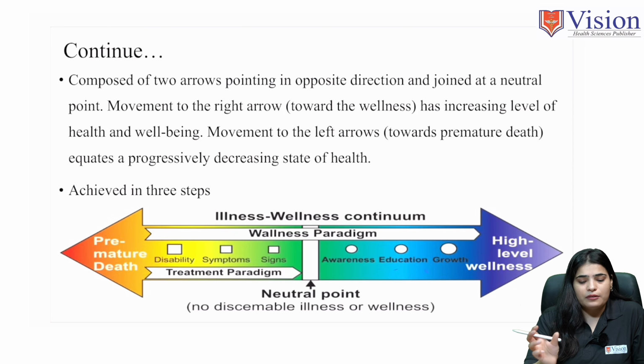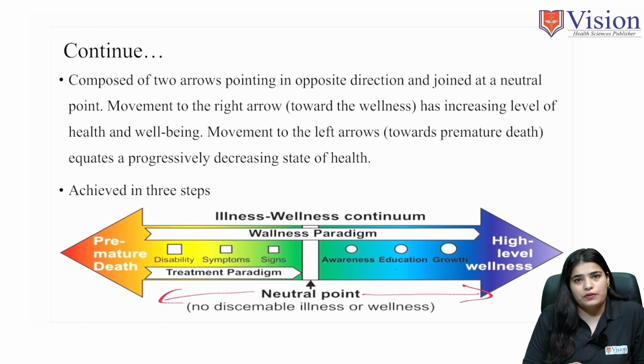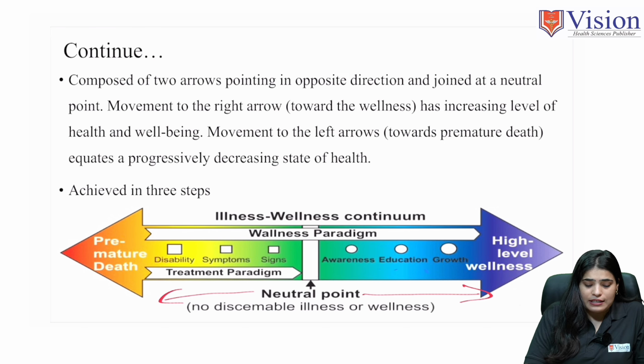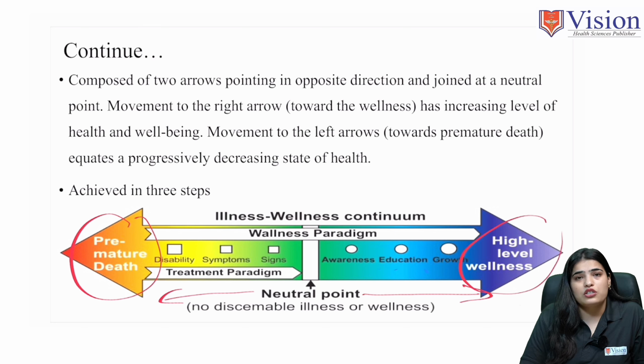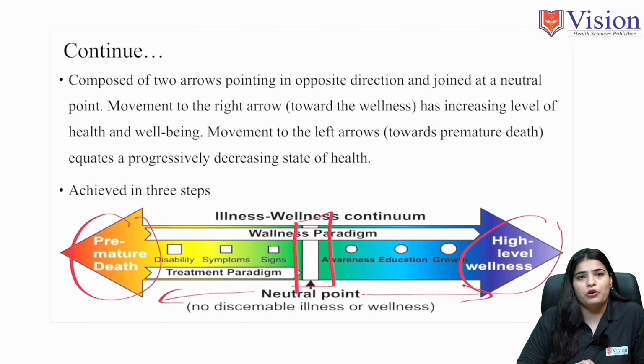In this continuum, there are two arrows. Both the arrows are pointing in opposite directions. As you can see on the slides, on one side, there is premature death, and on the other side, there is high levels of wellness. And here in the center, you can see a neutral point. Basically, the neutral point is a state of health.